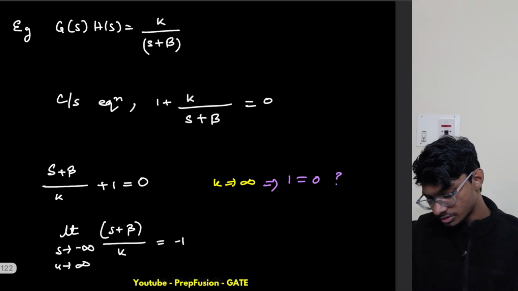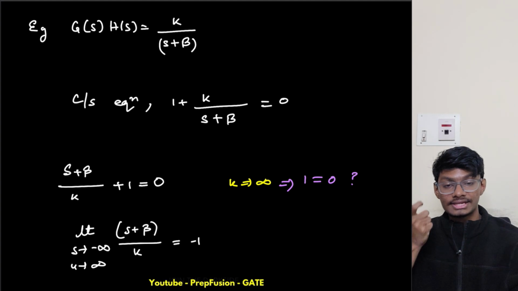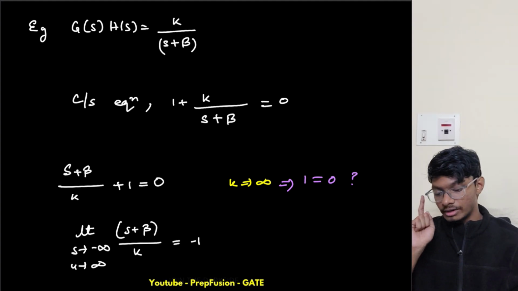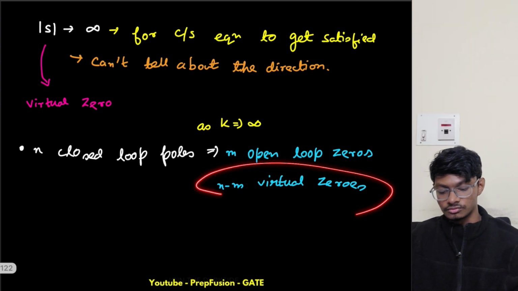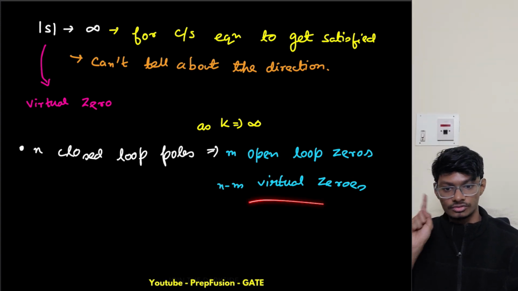So how many zeros do I have? I have 0 zeros, right? And I have one pole. Okay, so as k tends to infinity, I will need one pole, but I don't have any zeros. Where will that 0 come from? That will come from this virtual 0 basically. That is 1 minus 0, 1 virtual 0 I have.